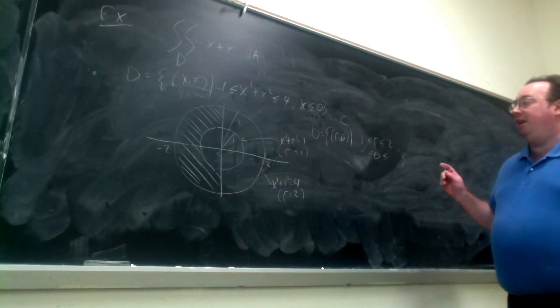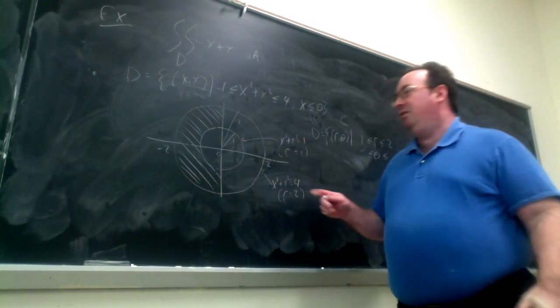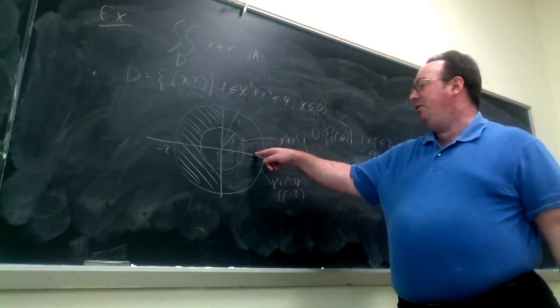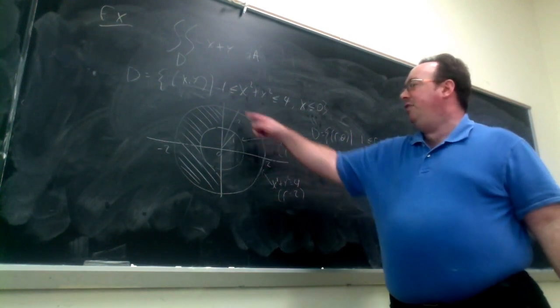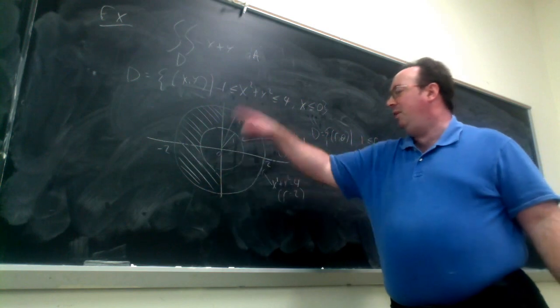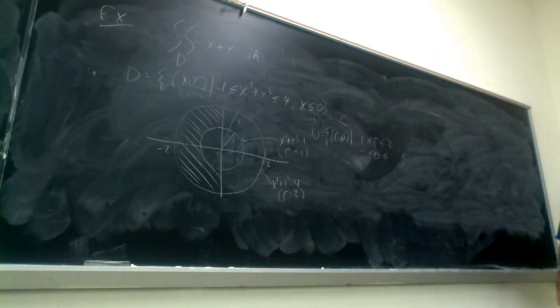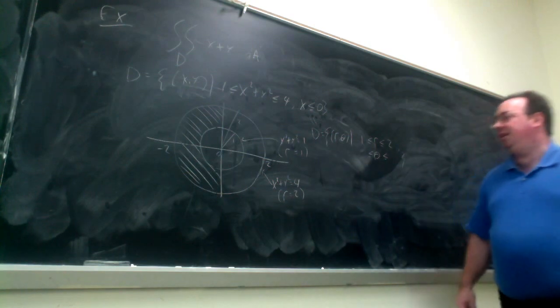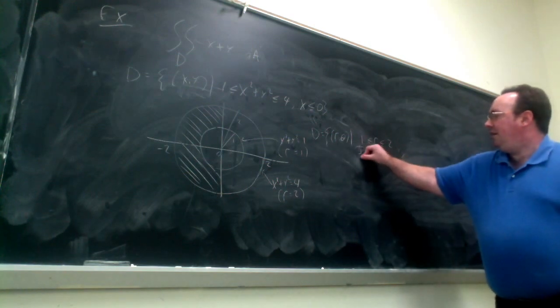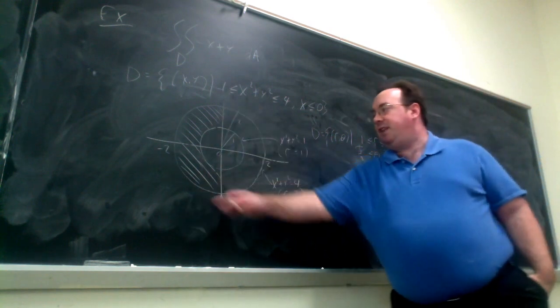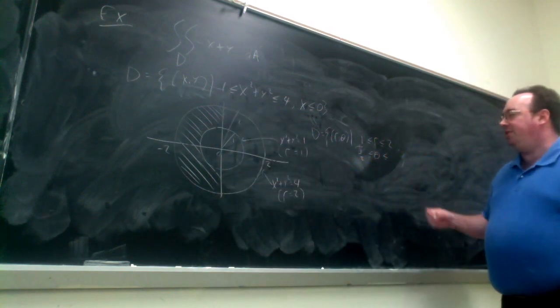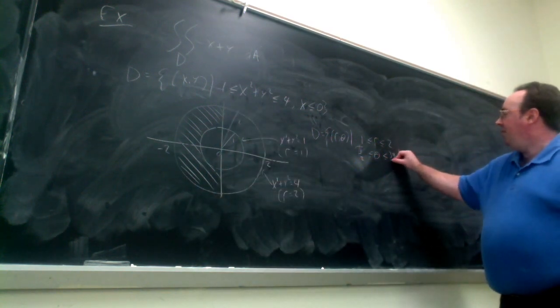Okay, and now as for theta, you know how your angles work. Theta equals 0 starts over here, and you go to theta equals pi over 2, and so forth, all the way around the circle back to theta equals 2 pi. So what should my bounds on theta be? Pi over 2 to 3 pi over 2. Yeah, so that covers the left half plane, where x is less than or equal to 0. So pi over 2 to 3 pi over 2.